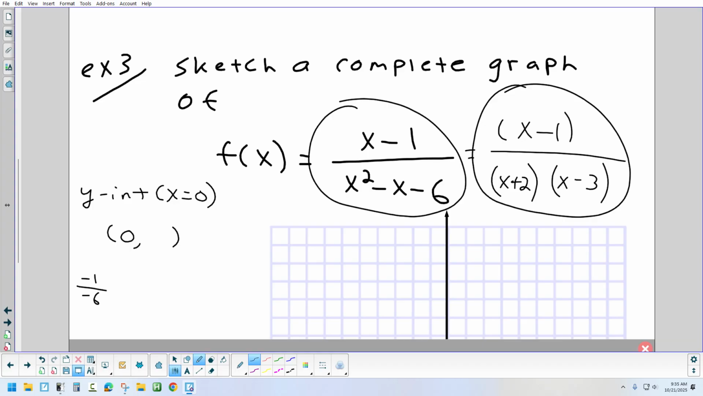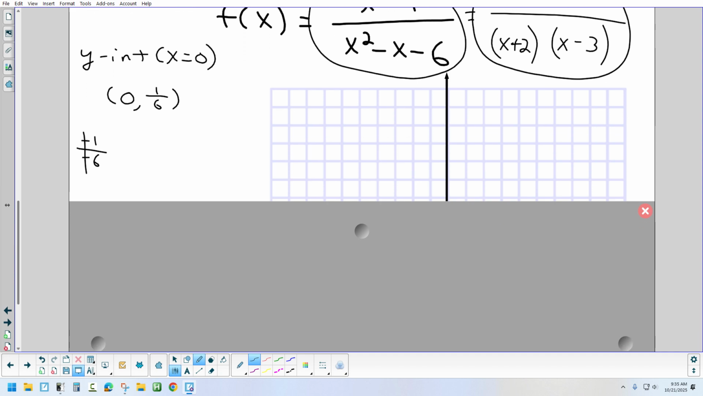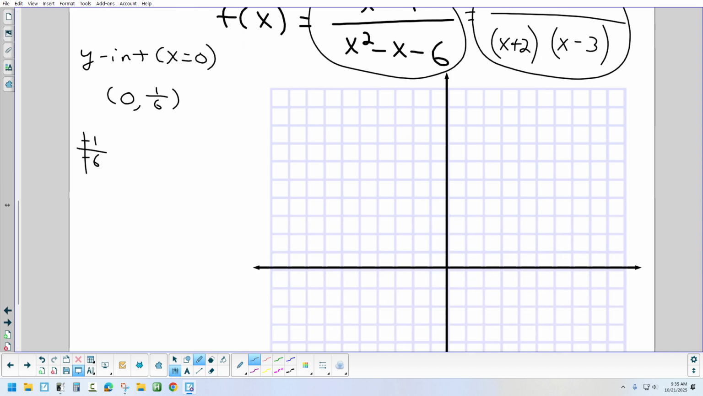So the y-intercept is 0, comma, 1/6. That's a point on the graph. So that's right about there, just above the origin. All right, so that's good.